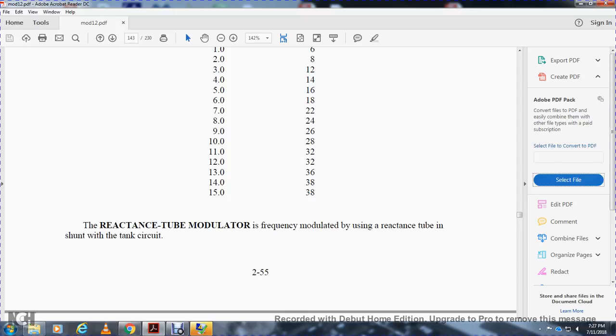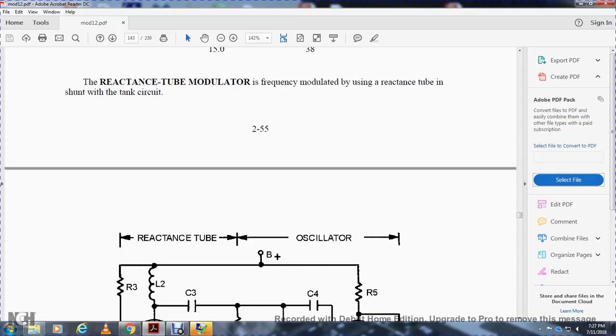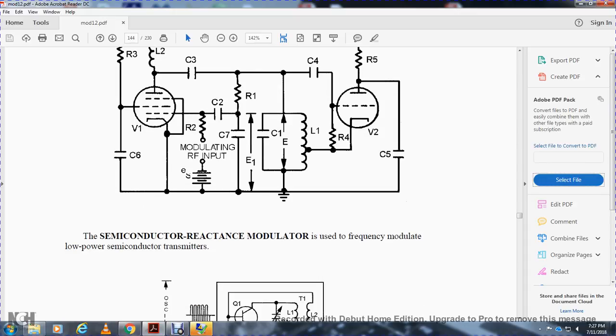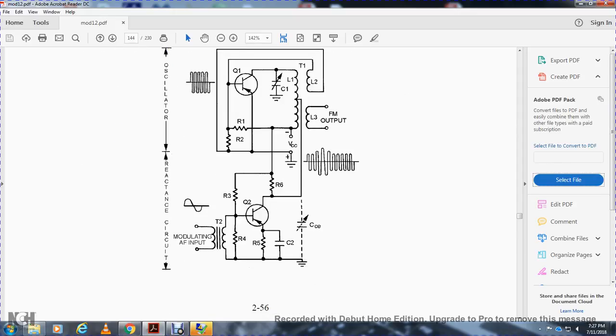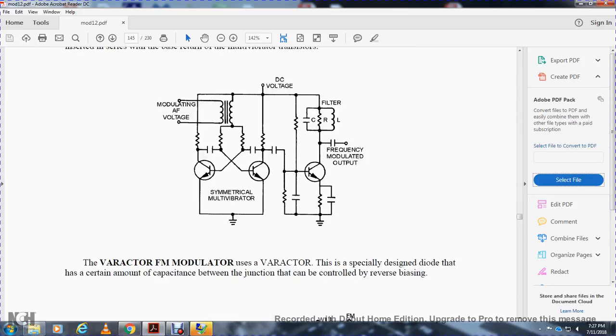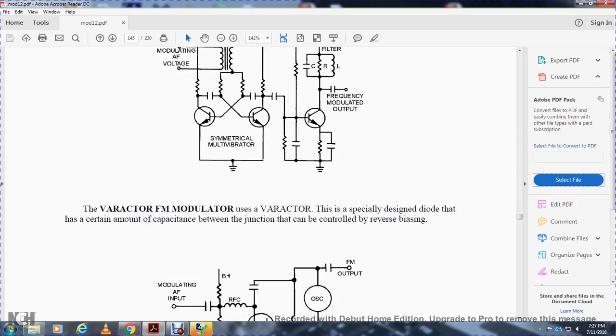The reactance tube frequency modulator is shown with the tank circuit. In the reactance tube modulator, the oscillator has the modulating radio frequency input. The semiconductor reactance modulator is chiefly a frequency modulator for lower power semiconductor transmitters. In the multivibrator modulator, a stable multivibrator has the modulating voltage inserted in series with the base return of the multivibrator transistor. The varactor frequency modulator is especially designed with a certain amount of capacitance between the junction, for the control of the reverse biasing.